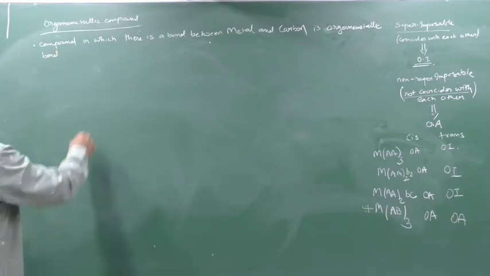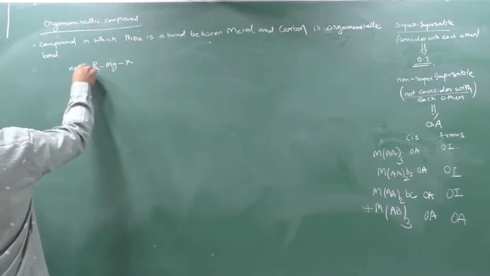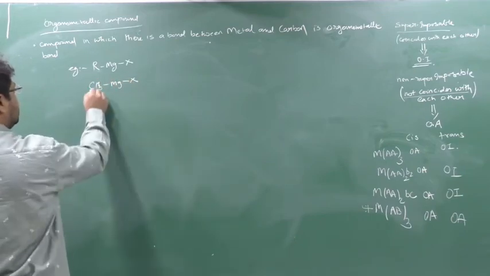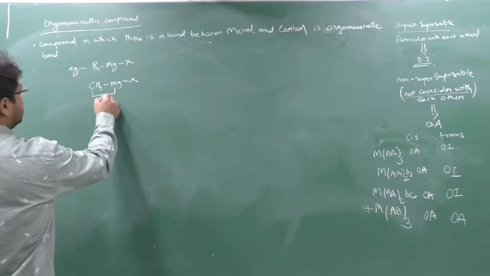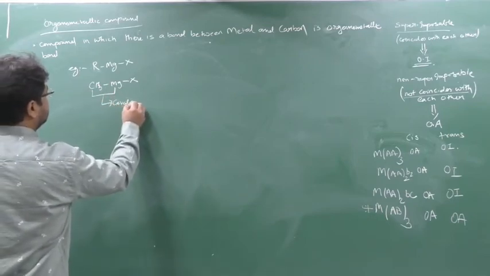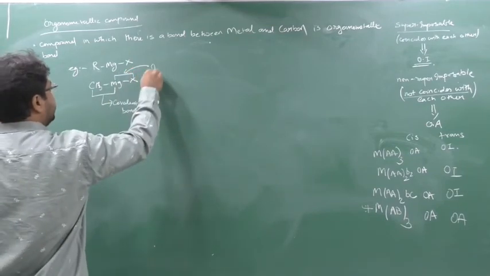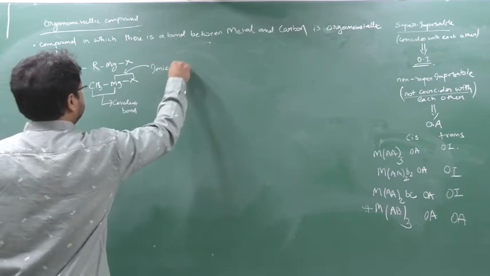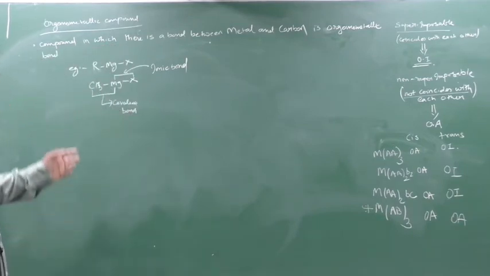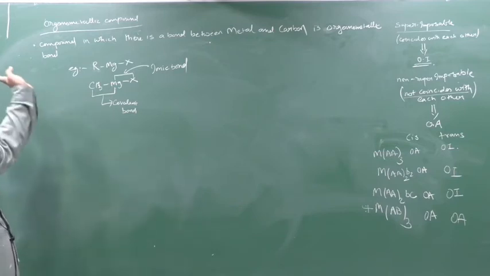See, the best example I will say is RMgX. This R is nothing but an alkyl group, CH3, then Mg, and here X. The bond between carbon and metal, the organometallic bond, is a covalent bond. And the bond between metal and non-metal is an ionic bond. So in a compound where there is a covalent bond and an ionic bond, we say it is an organometallic compound.